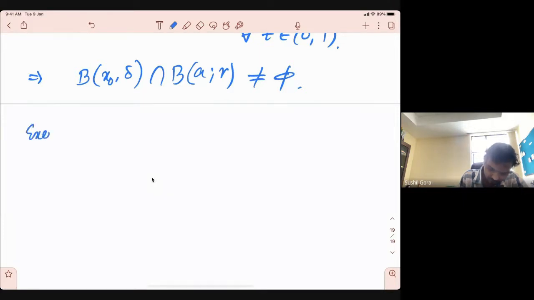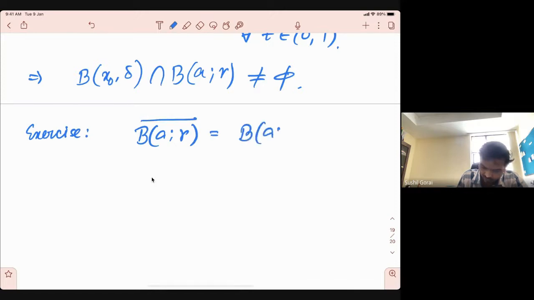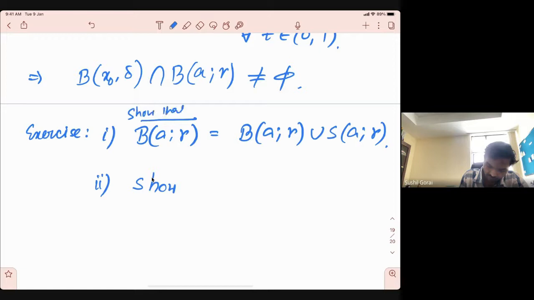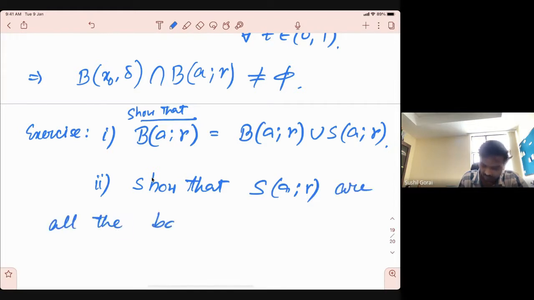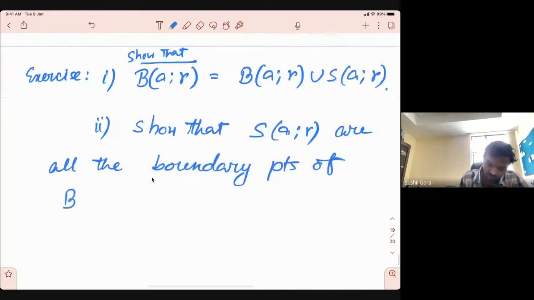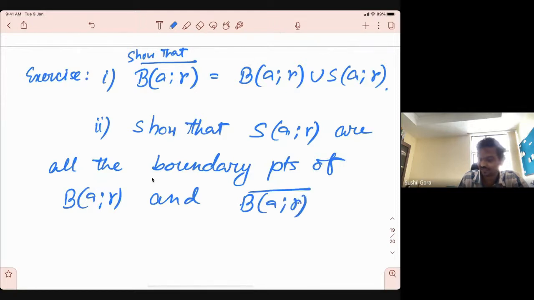So exercise, this is a very simple exercise. Just show that the closure of B_r is the union of B_r and S_r. Show that S_r are all the boundary points of B_r and of the closure of B_r as well. All right.